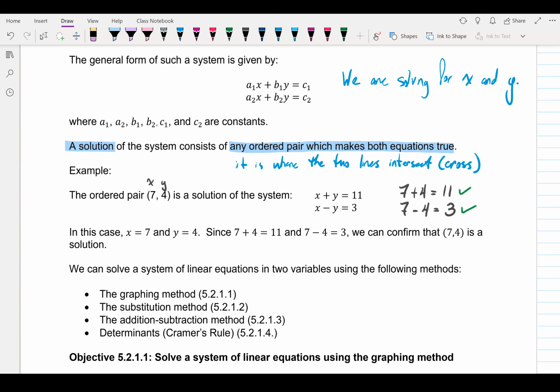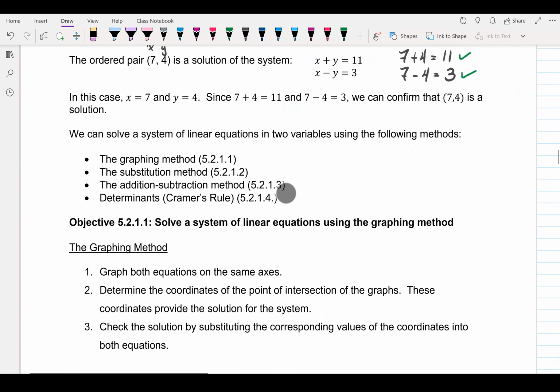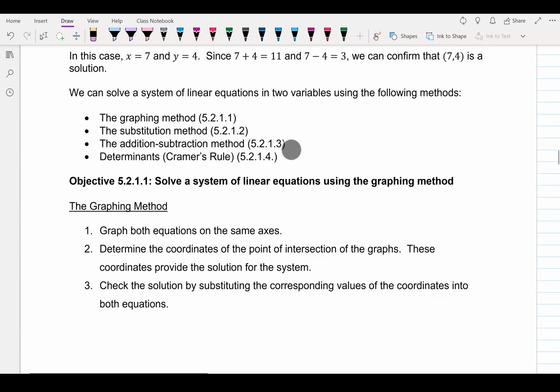So what are we going to do going forward? We're going to solve the systems. We're going to find this special ordered pair. All of it is solving for this coordinate (x, y) in four different methods. So the first, second, third, and fourth method. Today we're going to be covering methods 1 and 2, the graphing method and the substitution method. That's assuming that the graphing method doesn't take too long. If it takes too long, I'll do the substitution method in another video. But let's just get to it.